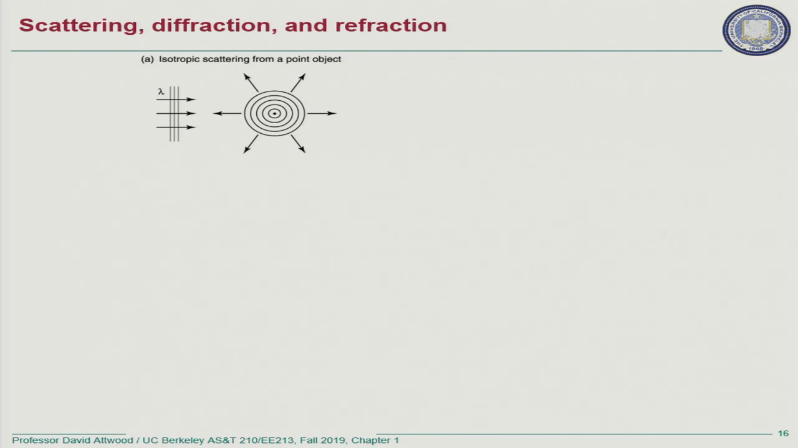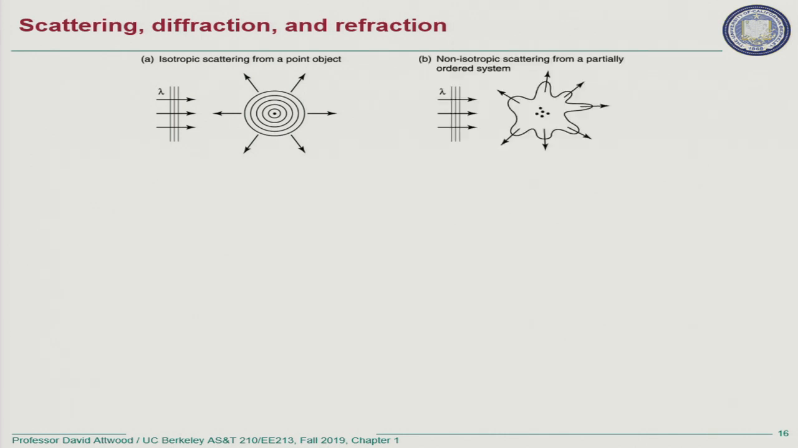So there are many different ways that light could interact with matter. One would be isotropic scattering from a point: something that is much smaller than a wavelength of light would send light in pretty much all directions. There's also non-isotropic scattering, which is something that is partially ordered. So it has some structure which is maybe close to the wavelength of light and sends light in many directions, but there is some structure to it.